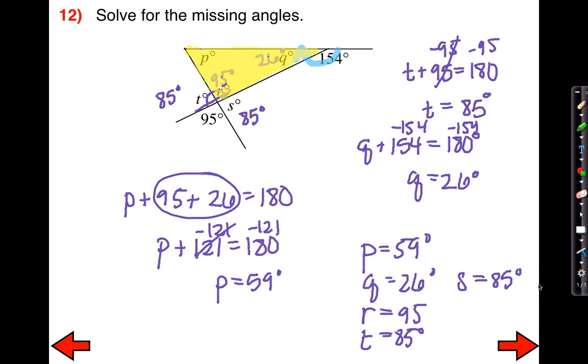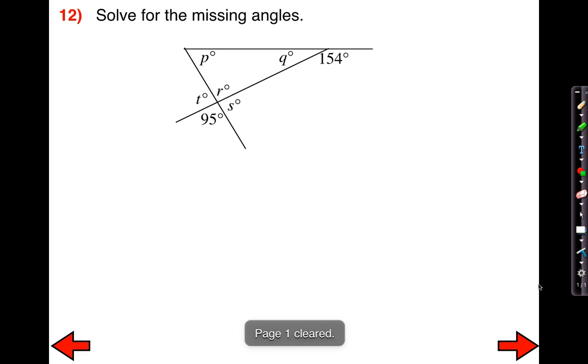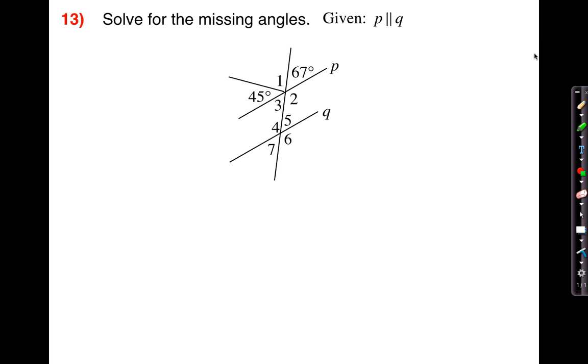I want to apologize real quick. I know this is very sloppy, but hopefully you can at least understand what numbers I'm writing down. Okay, moving on. So now what I'm going to do is go ahead and go over number 13 with you guys so that you can try the next one on your own.